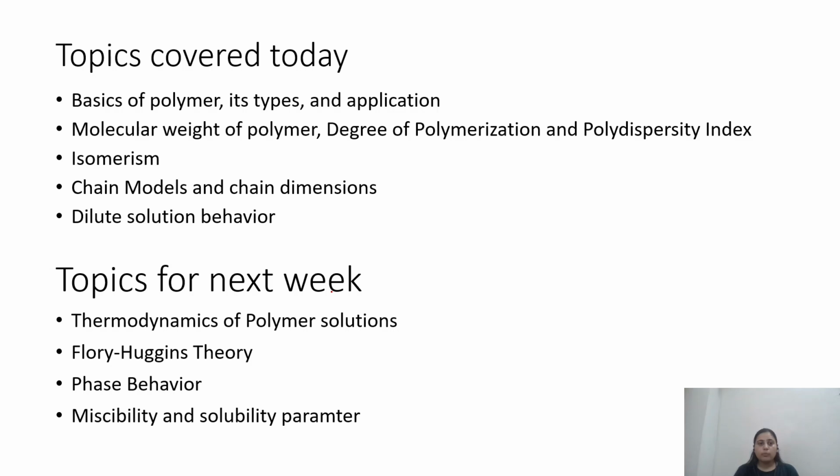Afterwards we discussed the different polymeric chain models: hindered rotation model, freely jointed chain model, and freely rotating model. After that we discussed the chain dimensions, like the contour length, the radius of gyration, end-to-end distance, and mean square end-to-end distance. Finally we discussed how a polymeric chain will behave in a solvent: in a good solvent, in an ideal or theta solvent, or in a poor solvent.